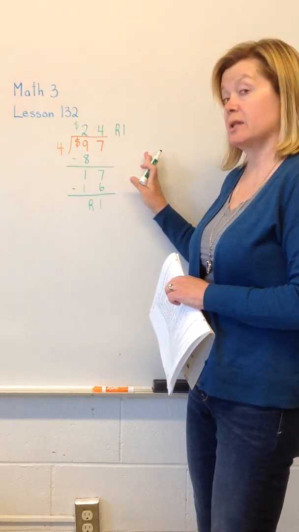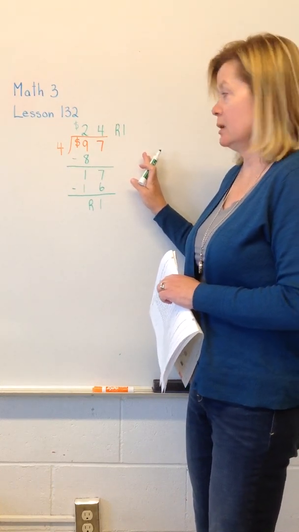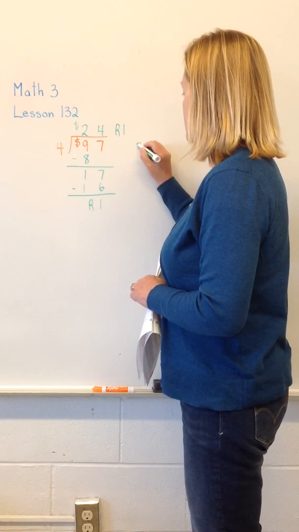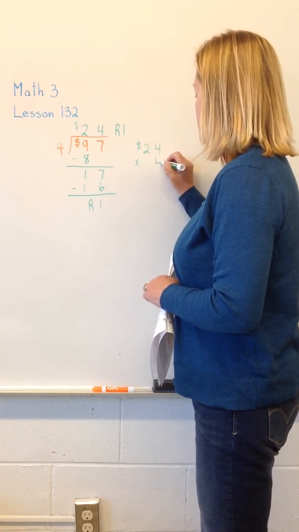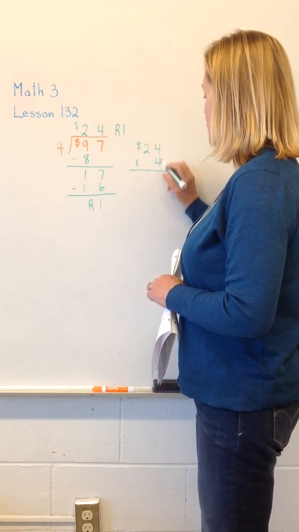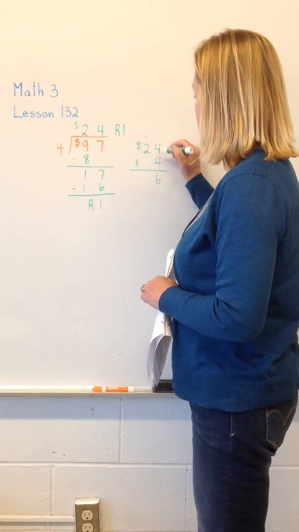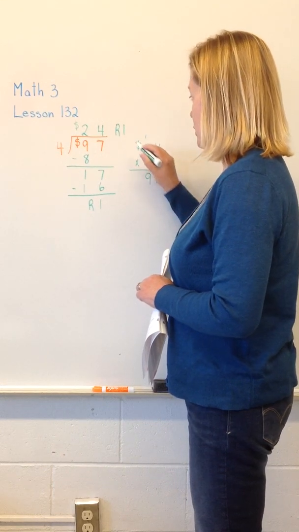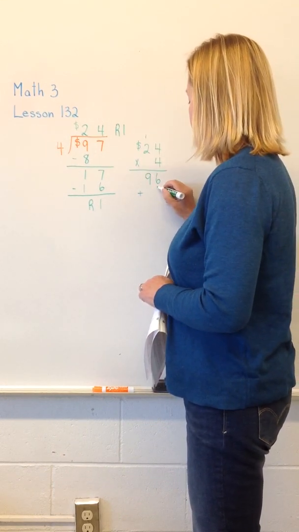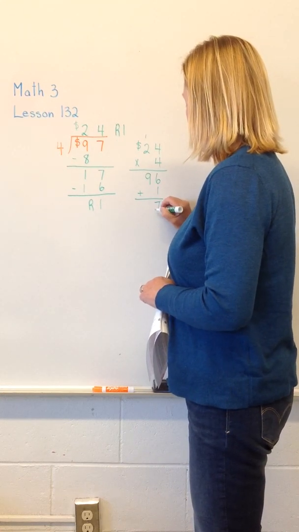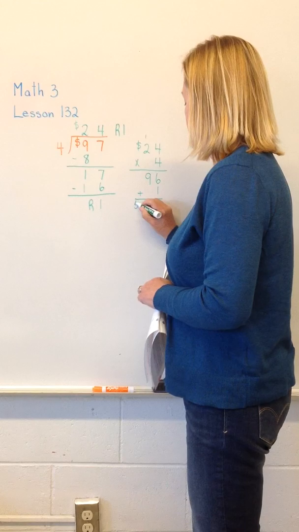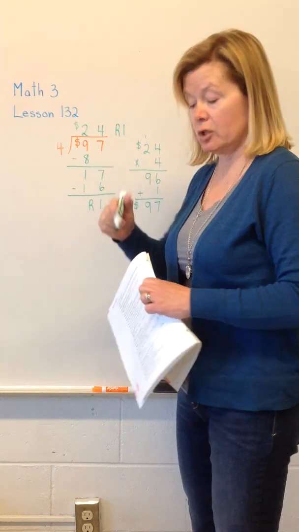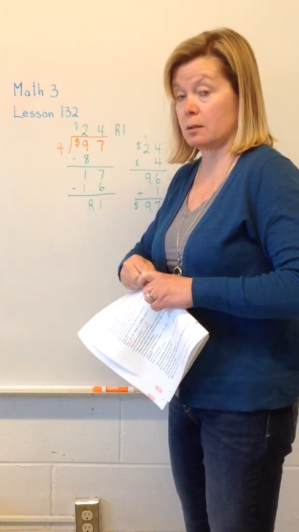Alright, I'm going to get myself set up over here to check it by multiplying. So remember, we're writing 24 times 4. 4 times 4 is 16. 4 times 2 is 8, plus 1 is 9. And then remember, we have the remainder of 1, so we need to add that. And my dollar sign. So when I checked it, I have $97, and $97 is what is in the division box.